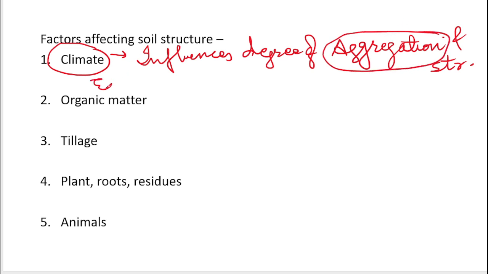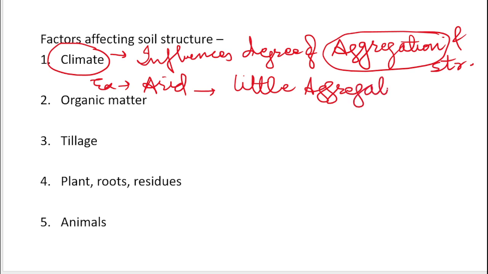For example, in arid climate we will see that there will be little aggregation of primary particles, there is low aggregation. So climate highly influences the degree of aggregation, and degree of aggregation highly influences the soil structure. So the first factor is climate.